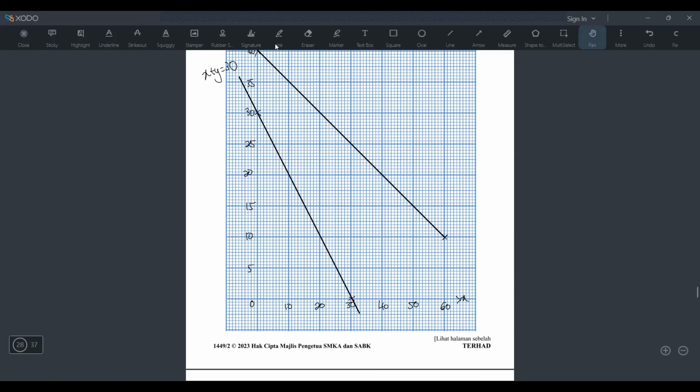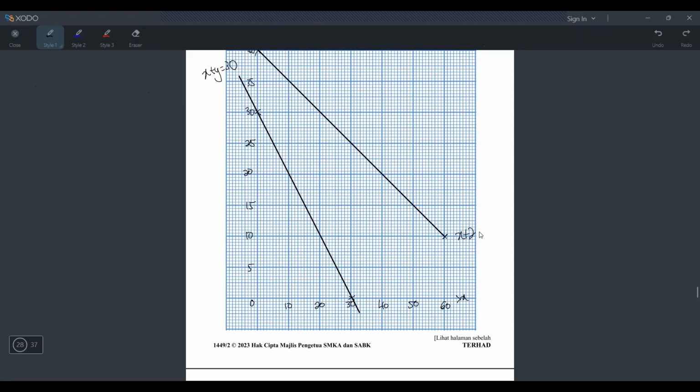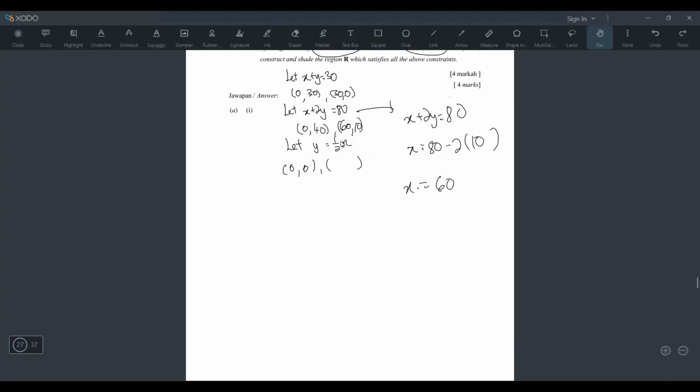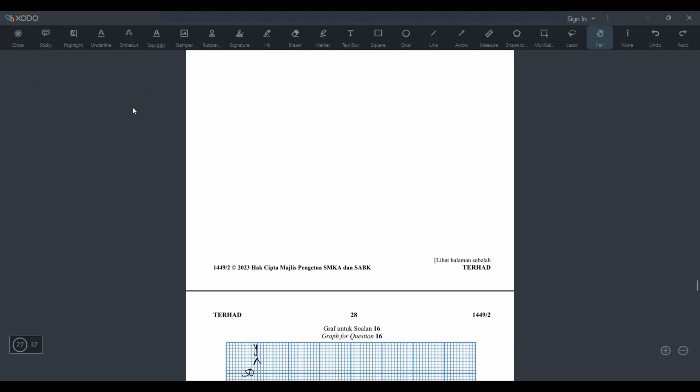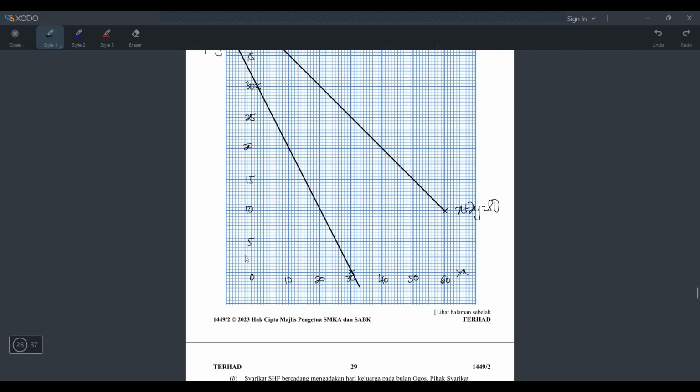x + 2y = 80. So just write down, for my final line, y = 1/2 x. Then the x coordinate is 0, so the first coordinate is (0, 0). So (0, 0) is here.